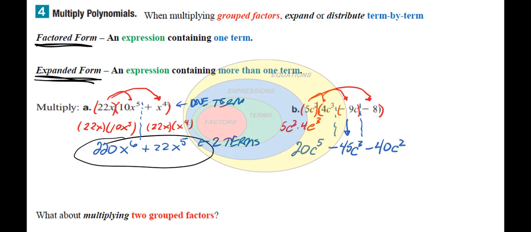Again, I'm just distributing term by term, using what I know about distributing monomials, using the exponents as factor counters, and multiplying the coefficients or the constants. These terms are not alike, so I have to leave the expression in expanded form.